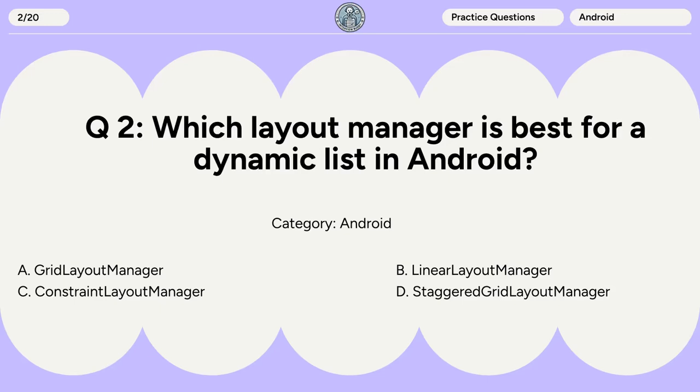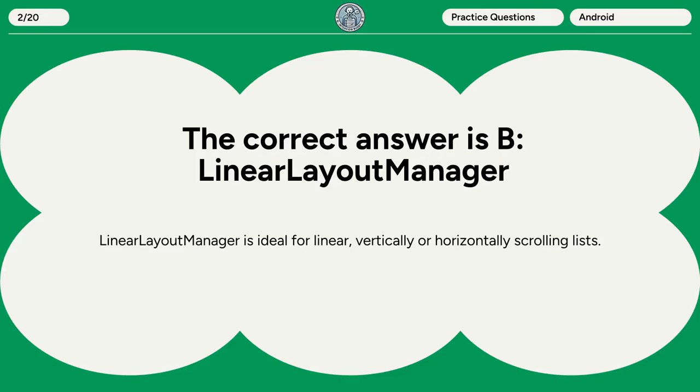Question 2. Which layout manager is best for a dynamic list in Android? A. Grid Layout Manager. B. Linear Layout Manager. C. Constraint Layout Manager. D. Staggered Grid Layout Manager. The correct answer is B. Linear Layout Manager. Linear Layout Manager is ideal for linear, vertically or horizontally scrolling lists.